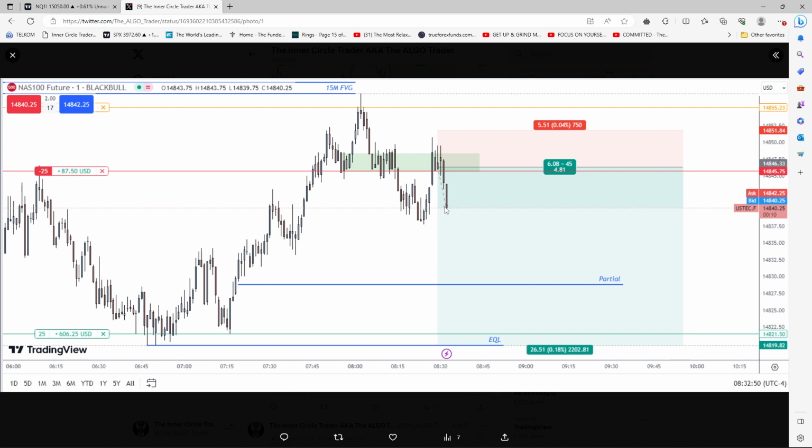Targets along the way. I took a partial, I believe, somewhere in one of these areas. I think it was this lower one down there. That was a partial. This was 5-ish handles, I believe. This partial, and then I had an equal low right there as well, which was the target. You can see we had 0.18%. So that was it. And that was it for me.